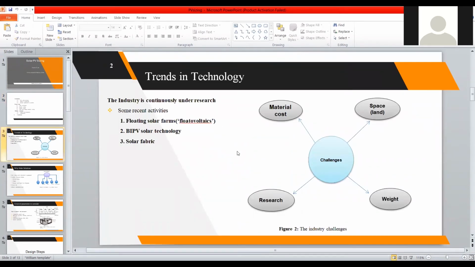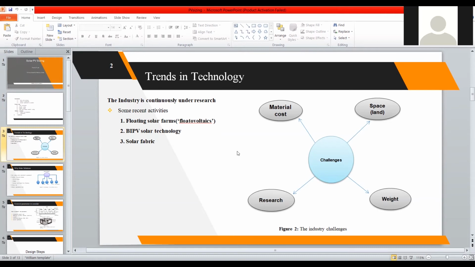So there are some trends in technology, and these trends have come from the challenges that the industry has had for a long time. The solar industry has been there for quite a long time, but it has a lot of challenges. That's the reason why it's not really utilized by most people. Some of the challenges we're talking about is the weight that comes with the panels. People try to design to make sure they have minimum weight, but there's always a limit to how many panels you can actually put on your roof. So those are some of the challenges.